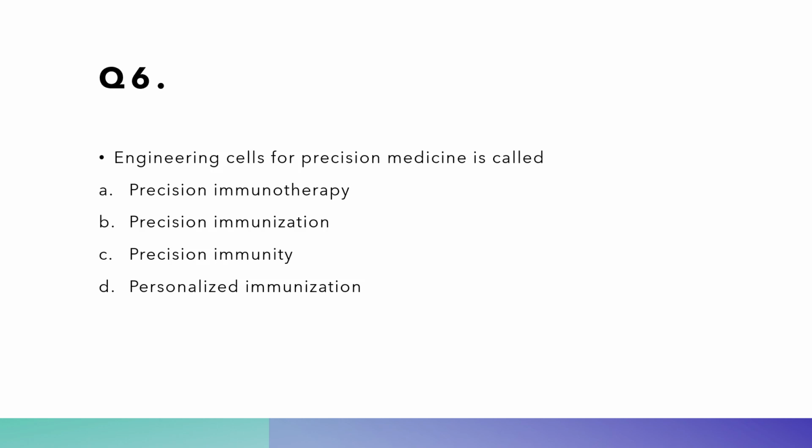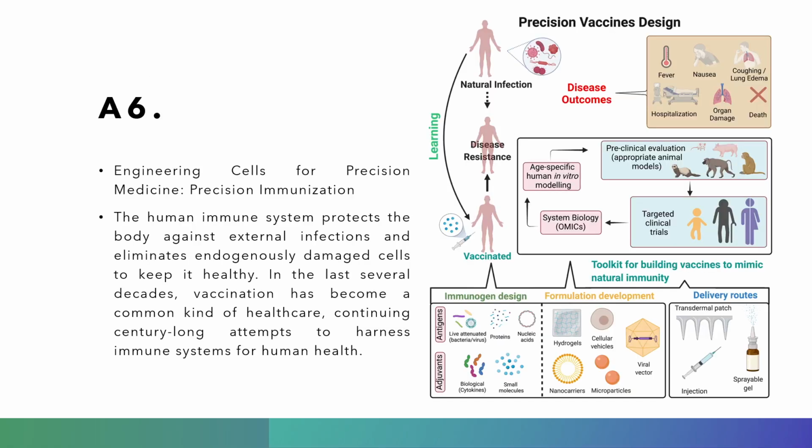Okay, then let's discuss it. Engineering cells for precision medicine is called precision immunization. How does this happen? In precision immunization, the human immune system protects the body against external infections and eliminates endogenously damaged cells to keep it healthy, right? In the last several decades, vaccination has become a common kind of healthcare, continuing century-long attempts to harness the immune system for human health. You can see a schematic diagram here of how personalized or precision vaccines work.